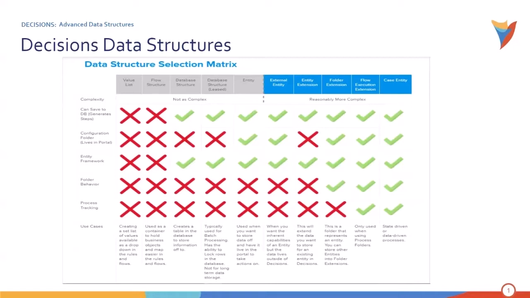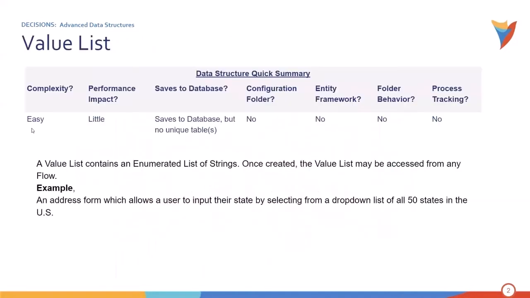You also want to think about process tracking. Process tracking means that the data structures will automatically save data about an executing workflow. Sometimes this is necessary, sometimes it comes in handy. It really just depends on your specific use case. I'm going to start talking about these, starting with the value list.